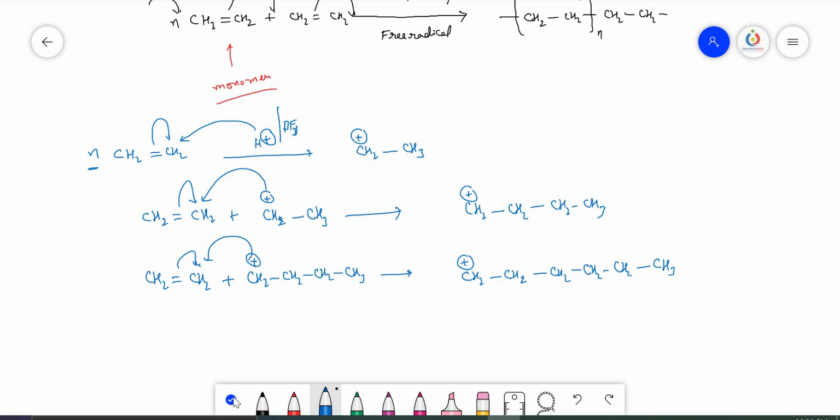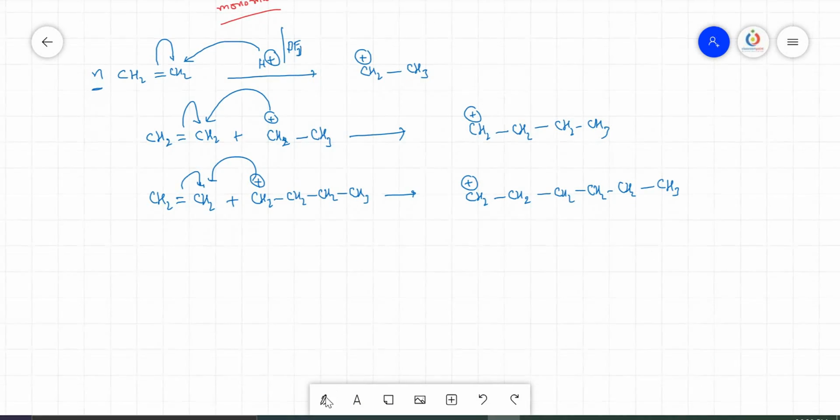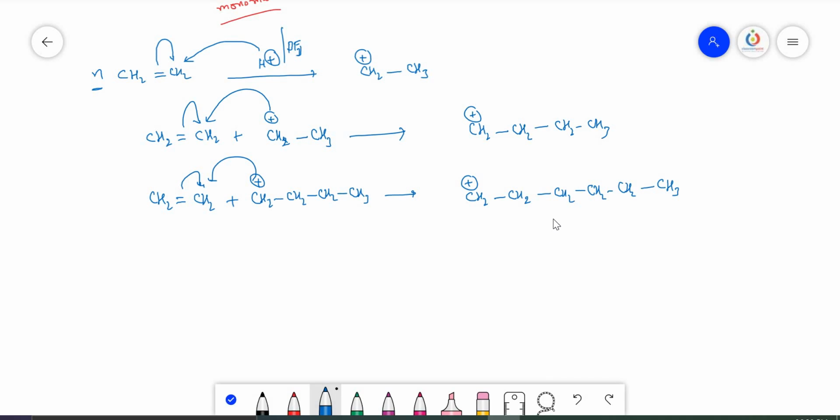Then when to terminate this reaction? The termination happens if any other negatively charged part is added, like B minus, a negative ion. So the negative ion will attack the positive ion and it will get neutralized. So both ends will get neutralized. But in this process, if you see, this particular unit is getting repeated all the time. Hence it is called a polymer. Okay. So here the cation initiates the reaction, so it is called cationic polymerization.